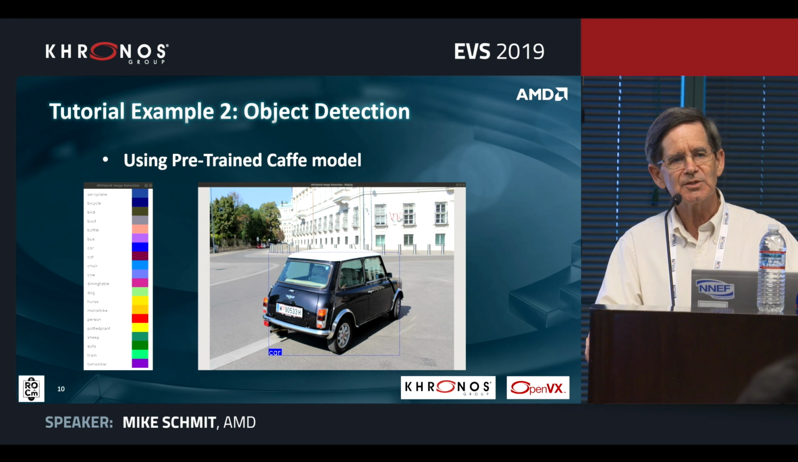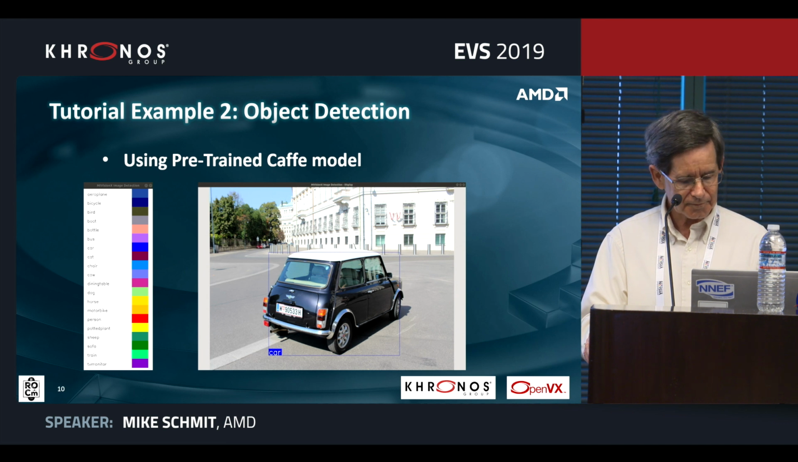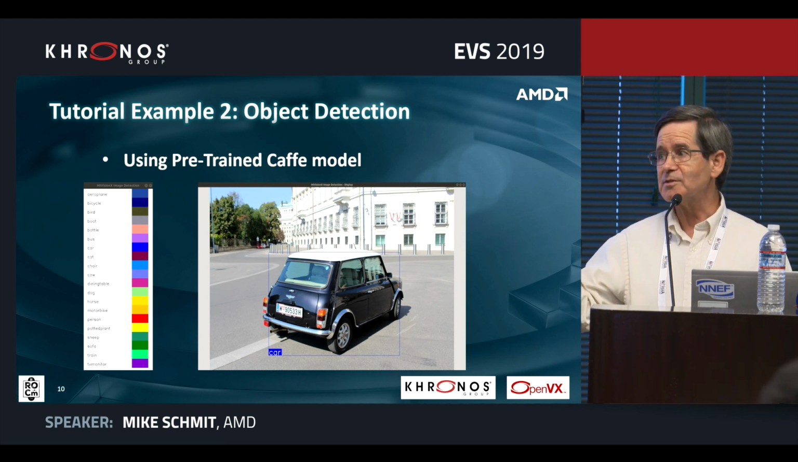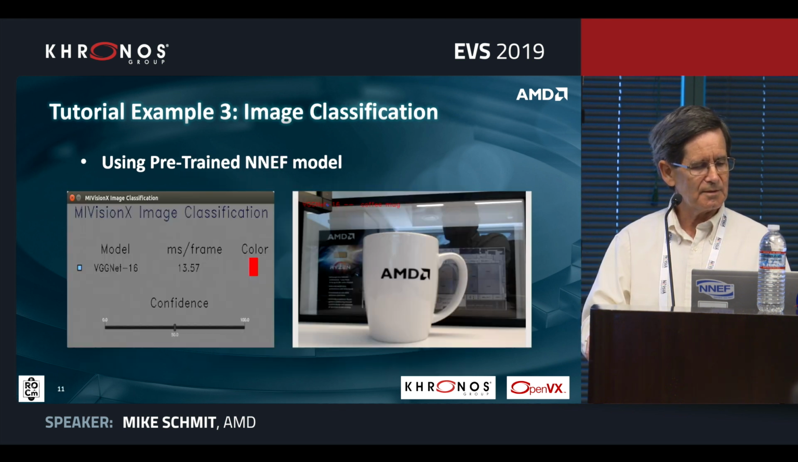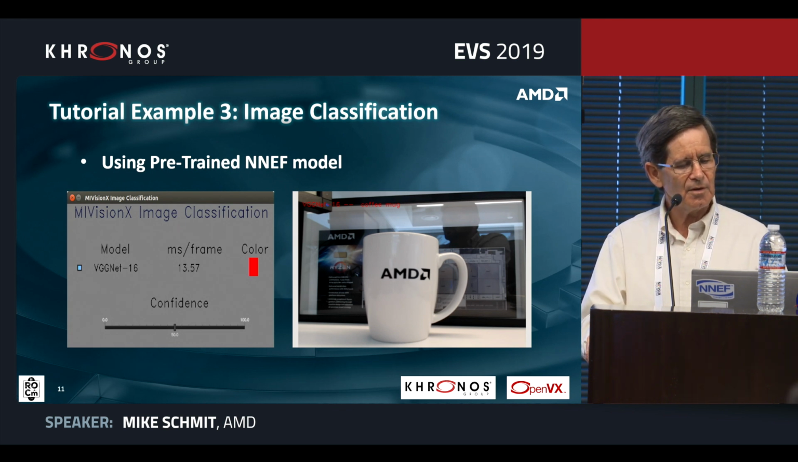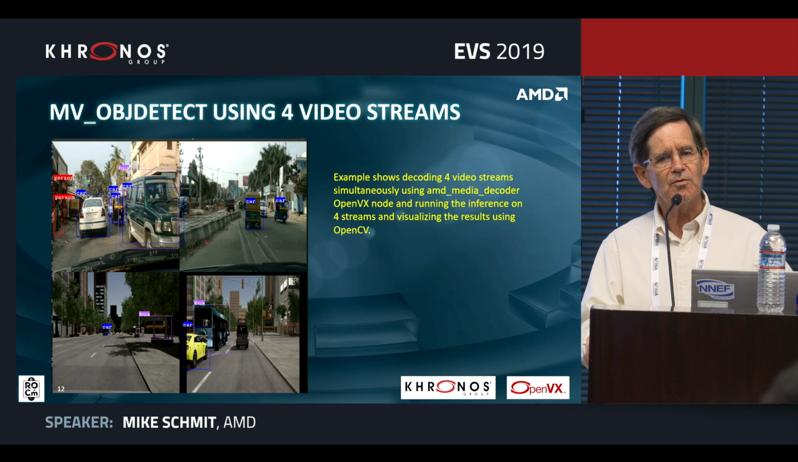The second one is object detection, and it's the same basic idea, except there'll be bounding boxes and labels inserted onto the image that you can see. By the way, if anyone has any questions about what this is, feel free to ask. The number 3 is image classification using NNEF. And then the last one is a multi-stream video decode using hardware decode and doing the object detection on top of it.